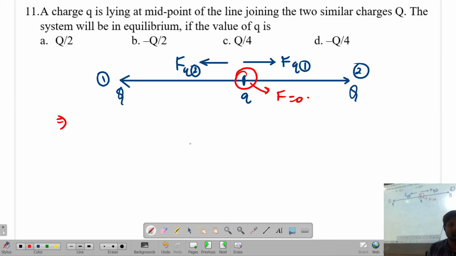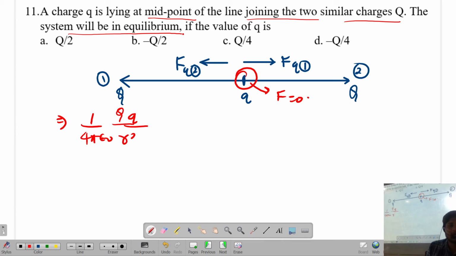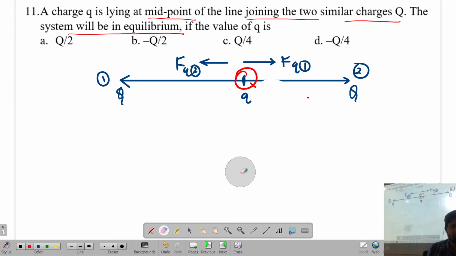Look over here. A charge q at the midpoint of the line joining two similar charges Q. The system will be in equilibrium if... so what will that be? 1 by 4 pi epsilon naught Q by q into capital Q by R square. Yes or no? Okay, you do one thing. The whole system is in equilibrium now. Do not consider the midpoint theorem, because it is going to take a long time.